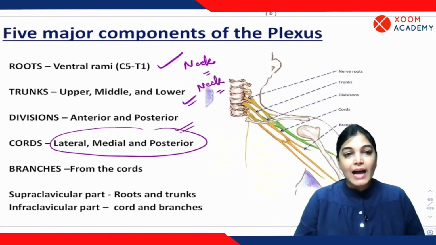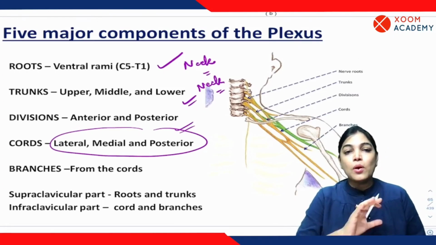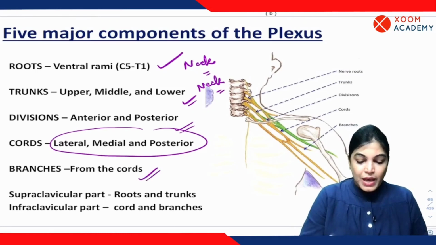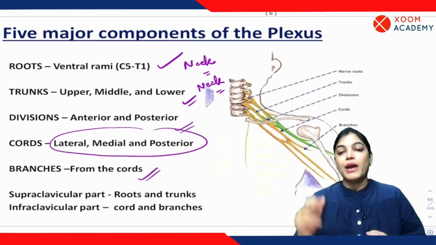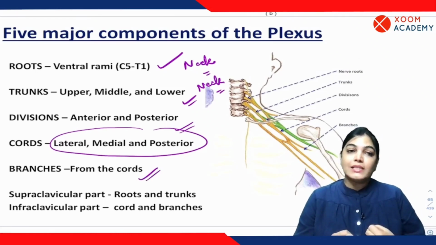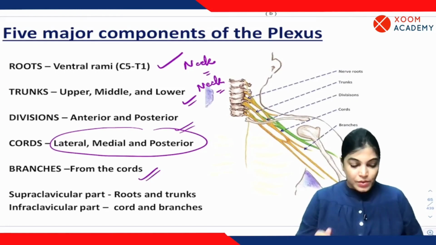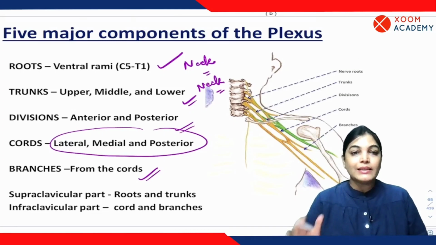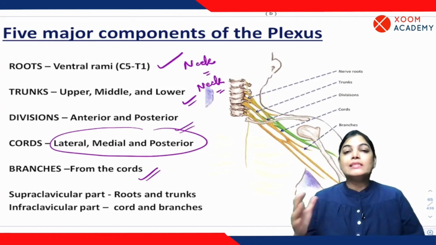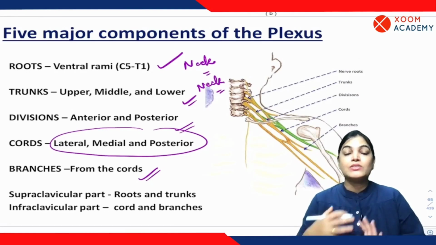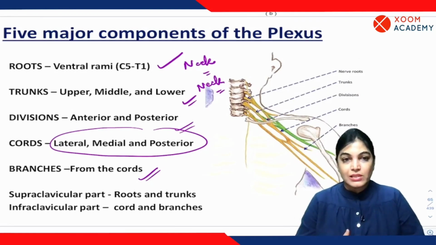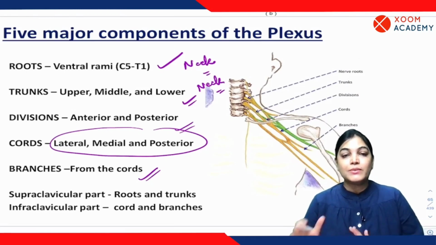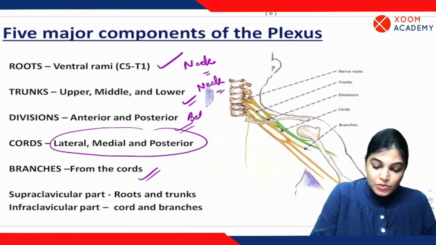A good point is that there are no branches from the divisions, and we have to memorize the branches of the trunks, the branches of the cords and those of the roots. Now one more thing is very important. If I talk about the location of the divisions, each of the trunks is dividing into anterior and posterior division, and the division is located behind the clavicle.